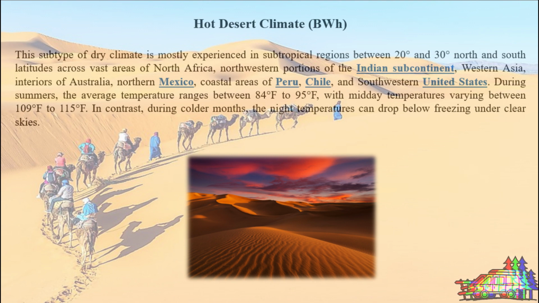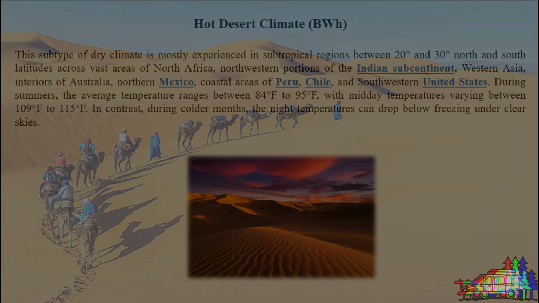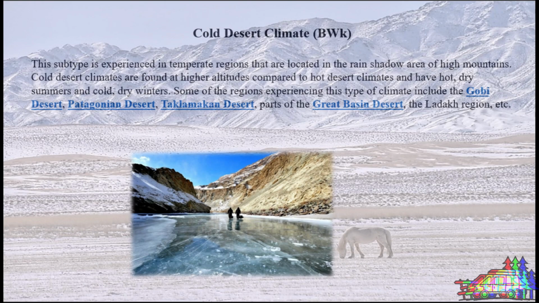In contrast, during colder months, the night temperatures can drop below freezing under clear skies. Cold desert climate, BWK. This subtype is experienced in temperate regions that are located in the rain shadow area of high mountains. Cold desert climates are found at higher altitudes compared to hot desert climates and have hot, dry summers and cold, dry winters. Some of the regions experiencing this type of climate include the Gobi Desert, Patagonian Desert, Taklamakan Desert, parts of the Great Basin Desert, the Ladakh region, etc.